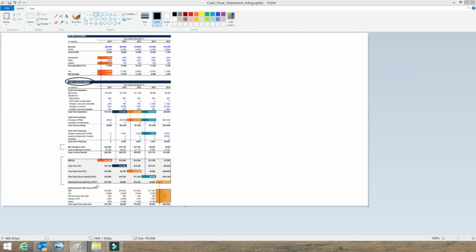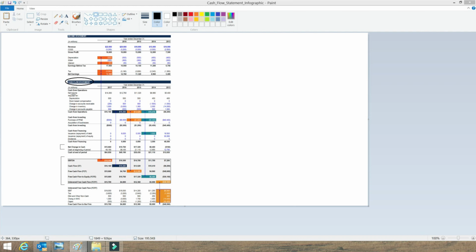And then free cash flow to the firm, since it's dealing with higher up the income statement, namely net operating income, the data that it uses has to do with earnings before interest and taxes, or operating income, subtracting taxes, adding back depreciation, and things that we talked about.